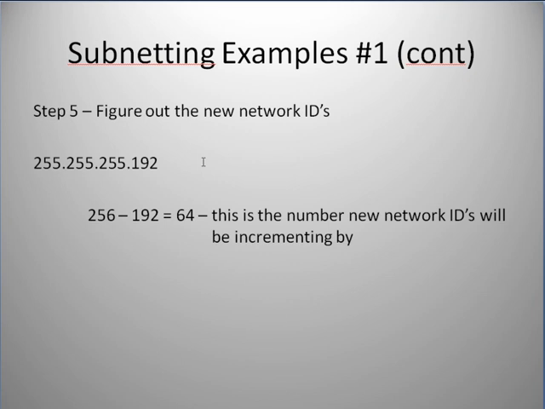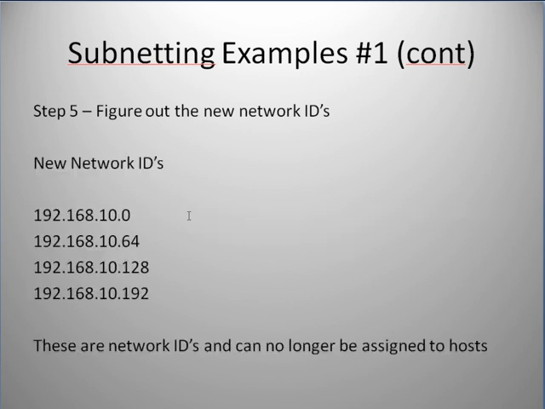To do this, take the number 256. Now, this number is everything in an octet, 0 up to the number 255 that you have as an option. You have 256 total options available to you, and subtract the number we just found out for my subnet mask, which in this case is 192. So 256 minus 192 gives me 64. This is the number that new network IDs are going to increment by, and we'll see that in a second.